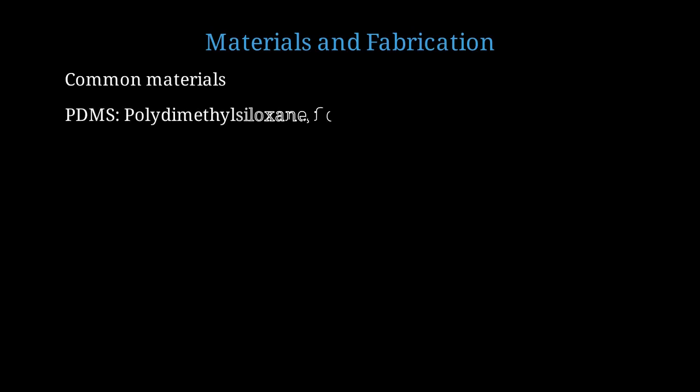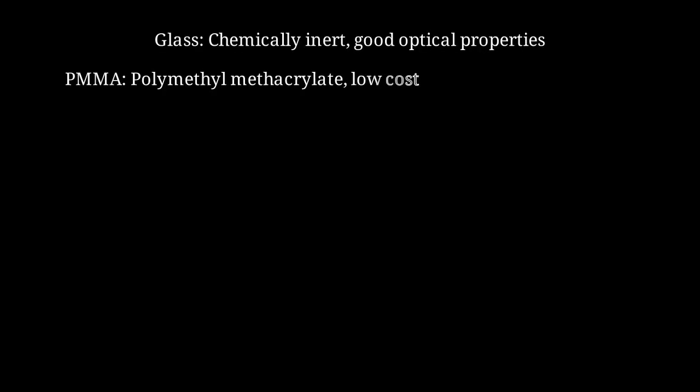Let's discuss the materials and fabrication methods used to create microfluidic devices for food applications. Several materials are commonly used. PDMS, or polydimethylsiloxane, is flexible, transparent, and biocompatible. Glass is chemically inert with excellent optical properties. PMMA, or polymethyl methacrylate, offers low costs and good chemical resistance. Silicon allows precise fabrication but is more expensive.